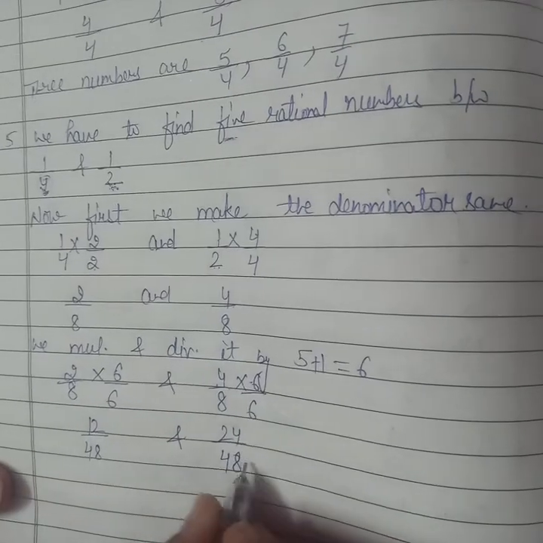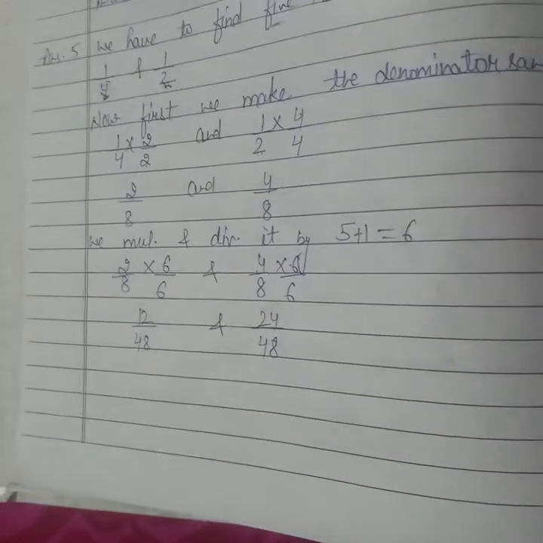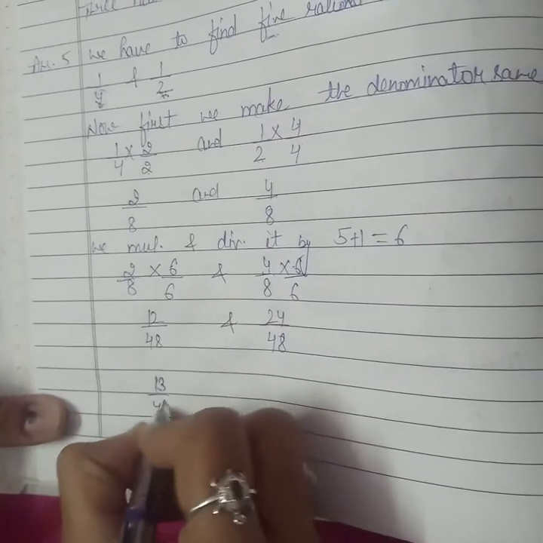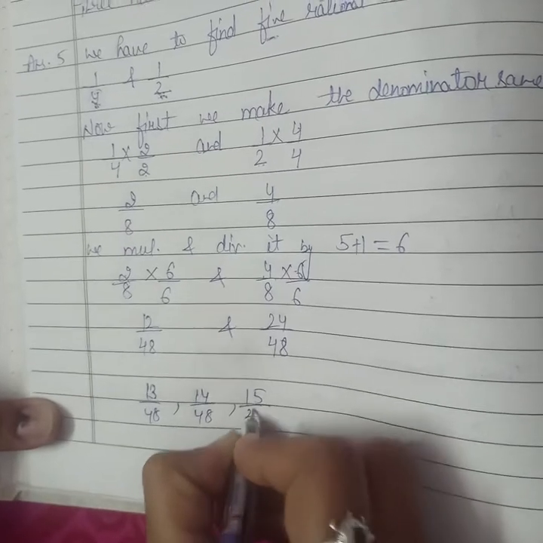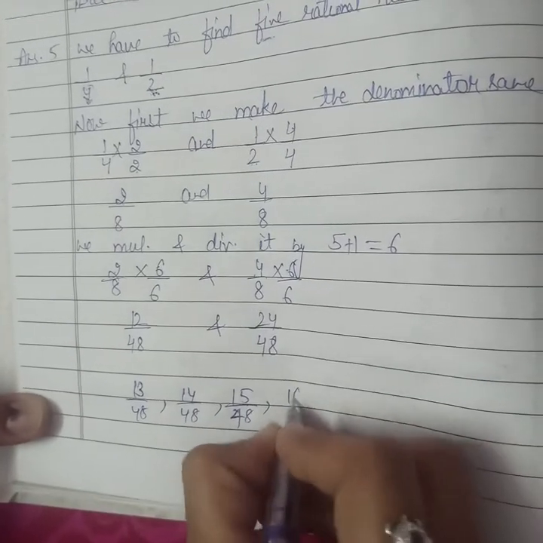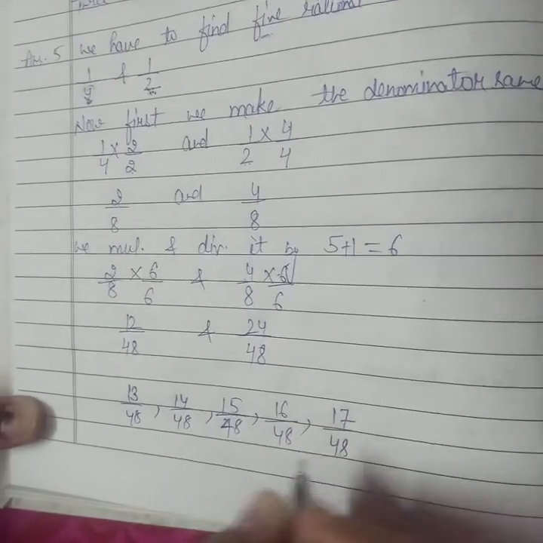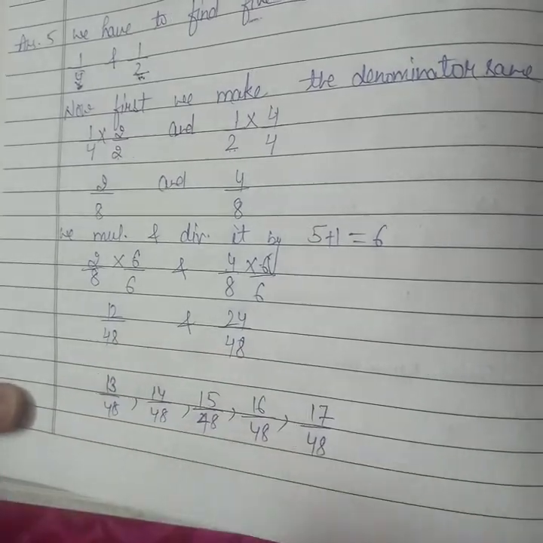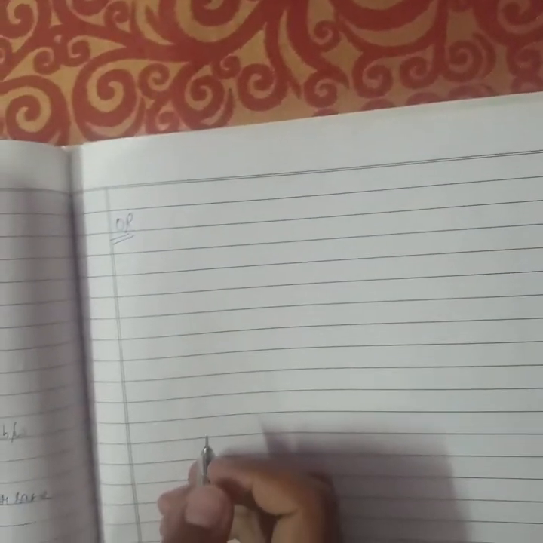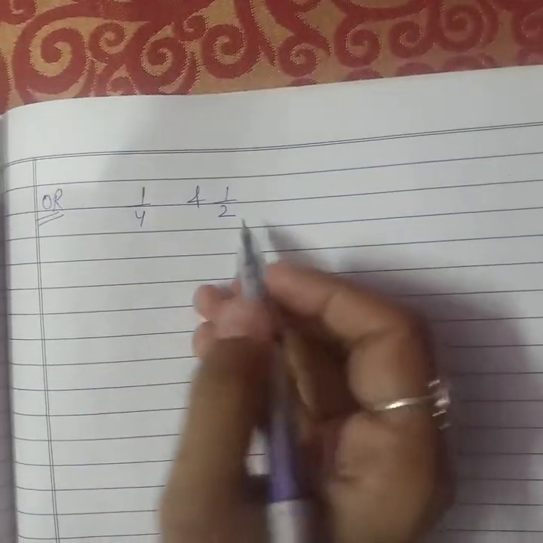Now between these two numbers we can write any numbers like 13 by 48, 14 by 48, 15 by 48, 16 by 48, 17 by 48. These are the 5 numbers which lie between these two numbers. Or you can solve this sum, that is between 1 by 4 and 1 by 2. You can write any other 5 numbers.